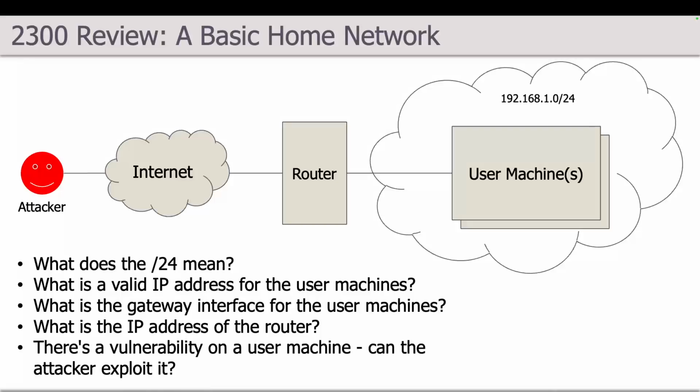So if there's a vulnerability on a user machine, can an attacker exploit it? Not a very good question. Maybe. The answer is maybe, right? It depends. It depends on what you would have learned about in 2300: what kind of paths are available from the attacker somewhere on the internet to that particular user machine, what traffic is allowed to traverse those paths, and of course, what the role of the router is, or whatever software firewall is running on those particular machines.